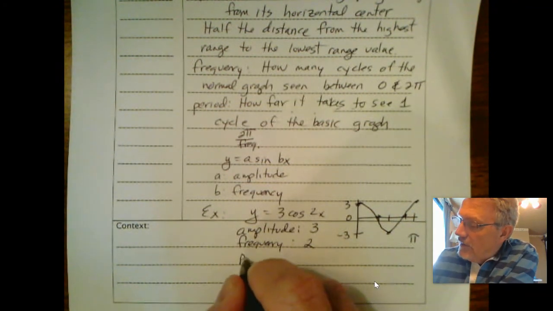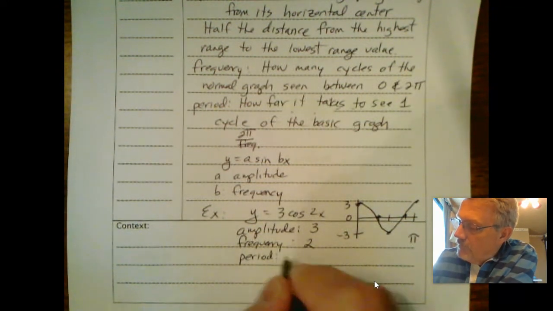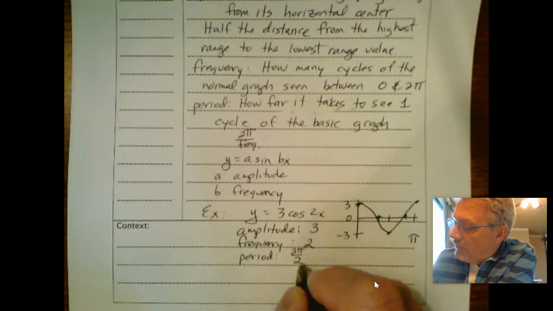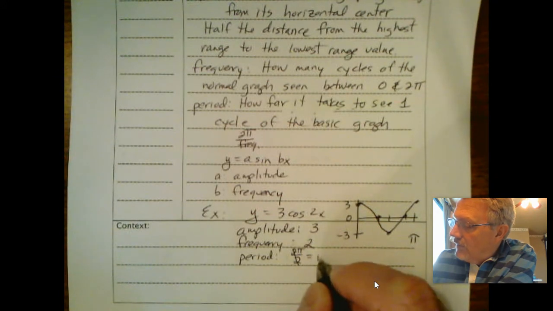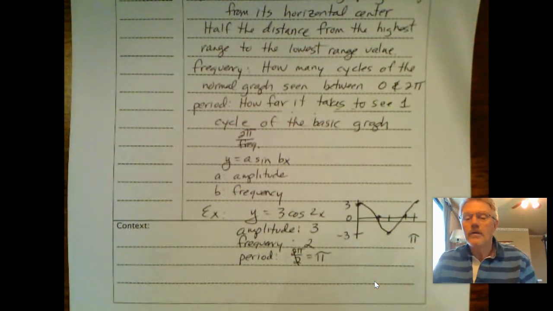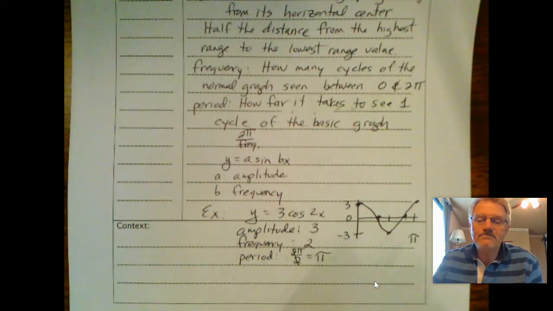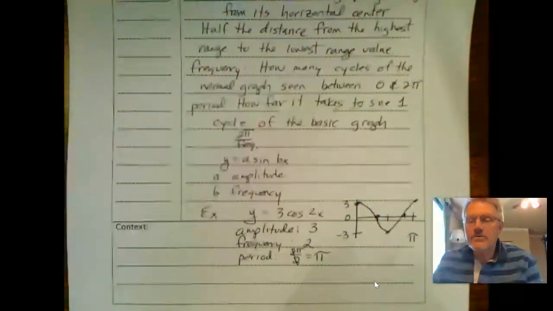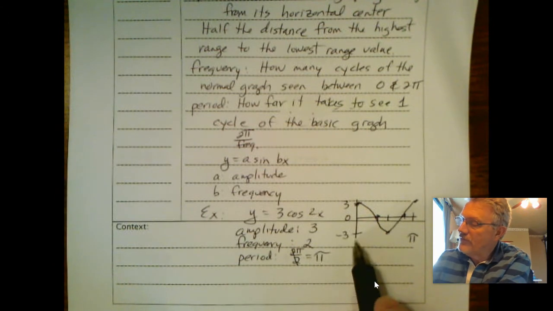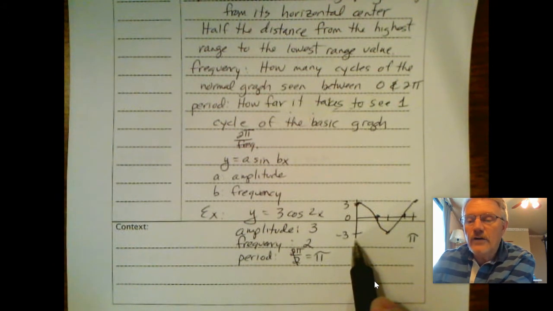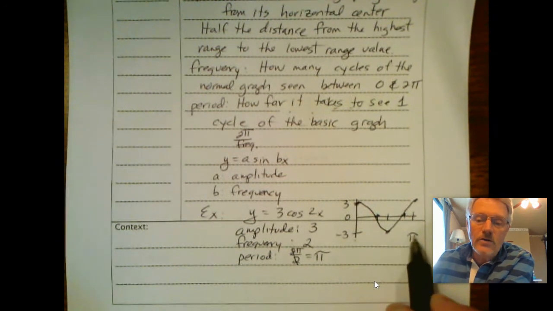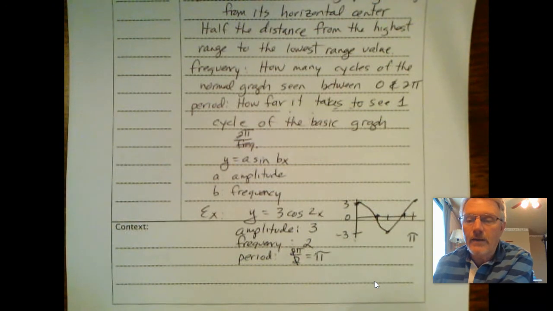All right, and the period is 2 pi divided by the frequency, or pi. All right, so working with the equation, we just divide 2 pi by the frequency, and if you look at the graph, the period is how far it takes along the x-axis to see one cycle of the graph, right? So between 0 and pi, I see a cycle, so that means the period is pi.